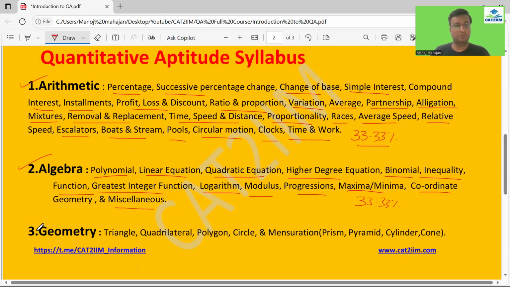Now, the other important module is geometry from the CAT point of view, which includes topics like triangle, quadrilateral, polygon, circle, mensuration, where we are going to learn prism, pyramid, cylinder, cone, somewhere close to 15%. So if you look, these 3 modules will comprise close to 80% of the QA section of CAT.